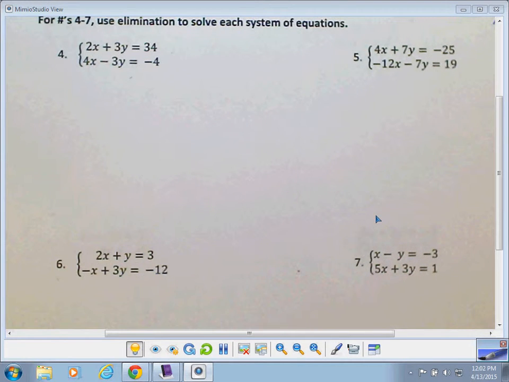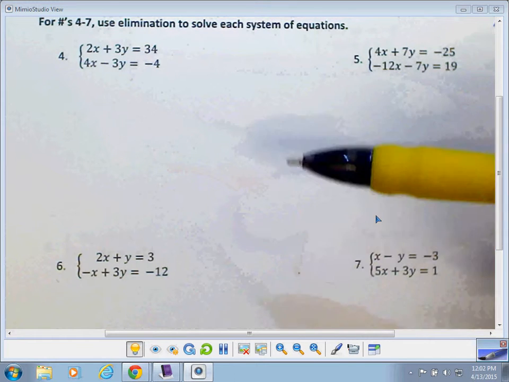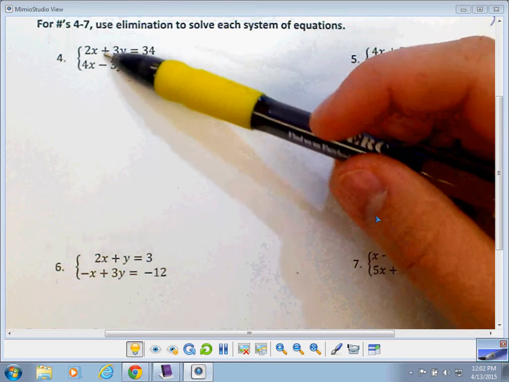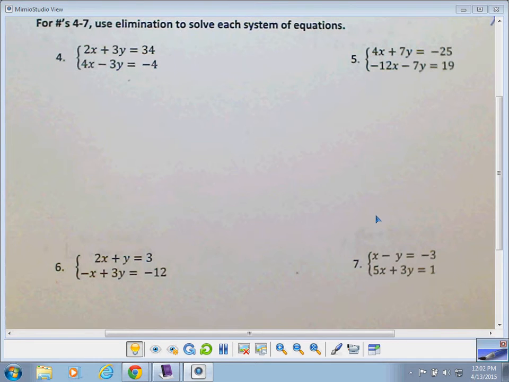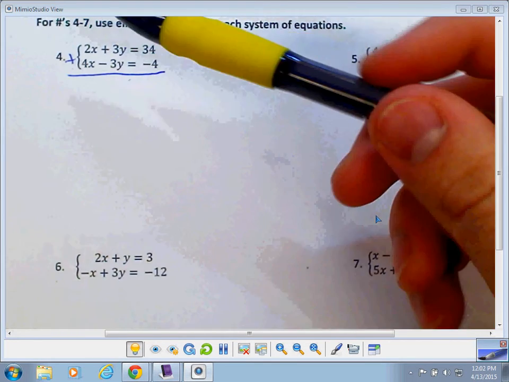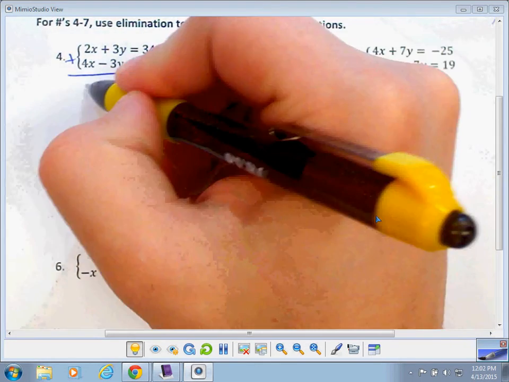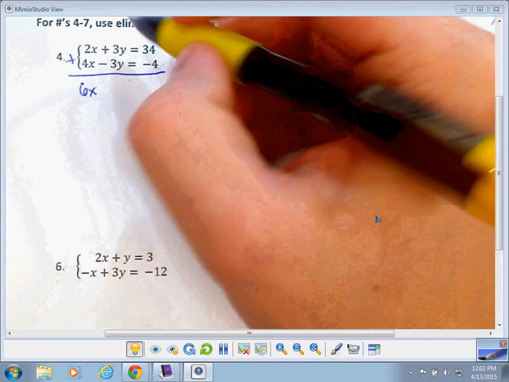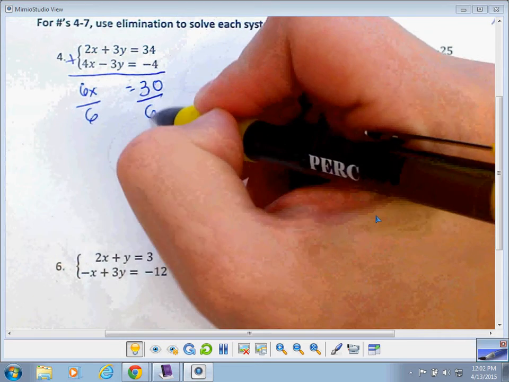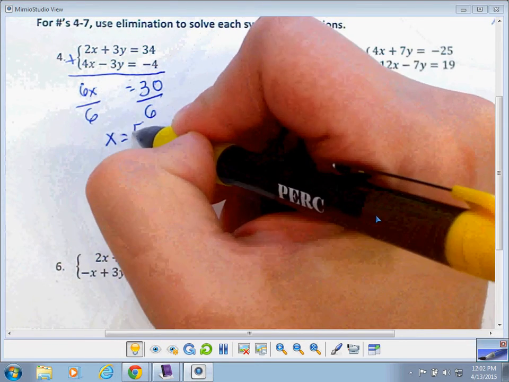So let's look at number 4. We want to see if we can find any variables canceling out. If we look right here, we have a positive 3y and a negative 3y, and if you add those two together, you're going to end up eliminating your y's. So that's what we want. So we don't have to worry about multiplying anything with this one. All we want to do is just add these two equations together. Remember, you're adding them just going straight down. So in this case, we're going to have 6x, the y's end up canceling out, is equal to 30. So divide both sides by 6, you get x is equal to 5.